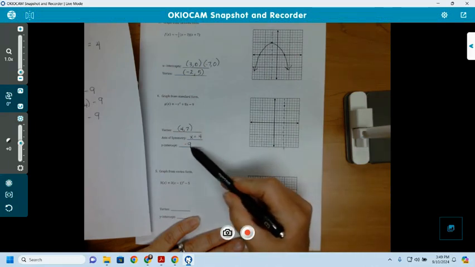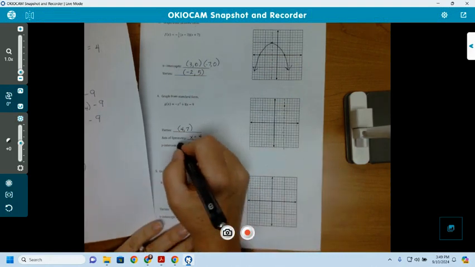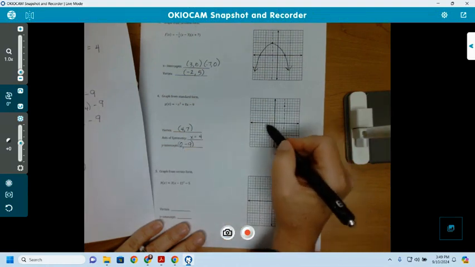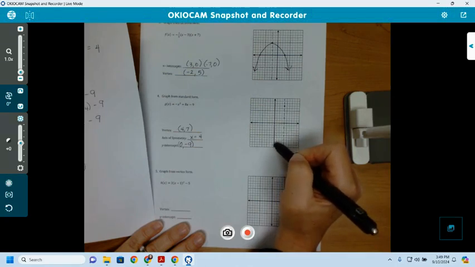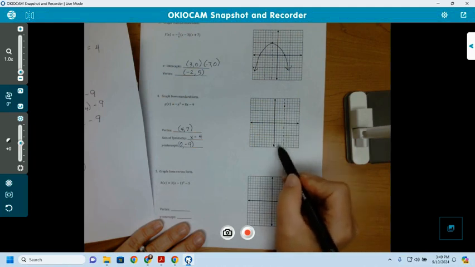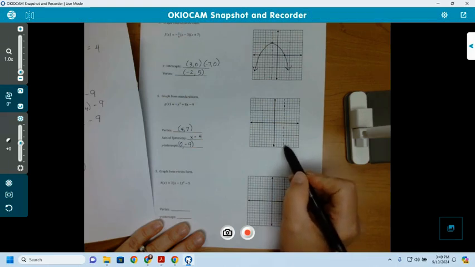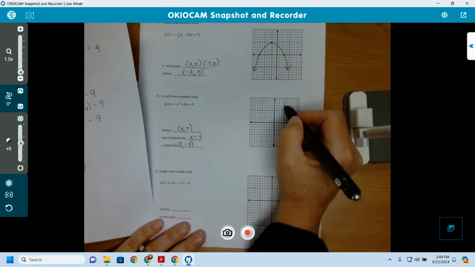We know the y-intercept is -9. The y-intercept is where x equals 0, and the y is -9. So x is 0, and we have -9. 1, 2, 3, 4, 5, 6, 7, 8, 9. And the axis of symmetry helps us mirror. We know this y-intercept is 1, 2, 3, 4 away from the axis of symmetry. Let's go 4 the other way. 1, 2, 3, 4. Those are our 3 points, and now we can connect them.